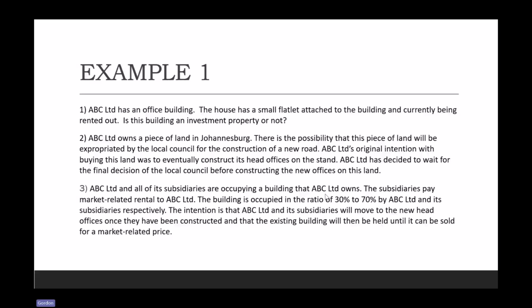85%. What about the fact that there's a small flatlet? Would that not change your mind in any way? What you have said is true. The building is being occupied by the owners or by the company, and therefore you don't think that it's an investment property because, like in this case, it's owner occupied, or it's property, plants and equipment. Do you want to comment about the fact that there is a flatlet? Does the flatlet not play any part?